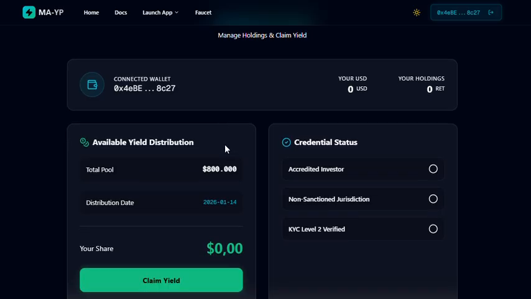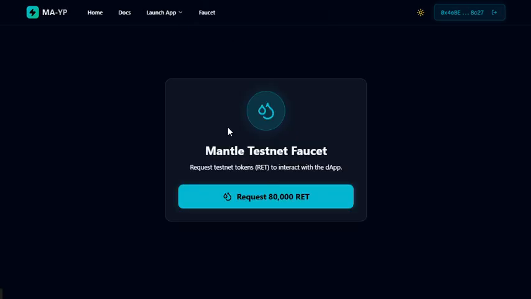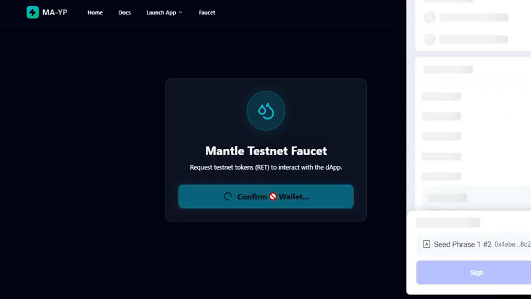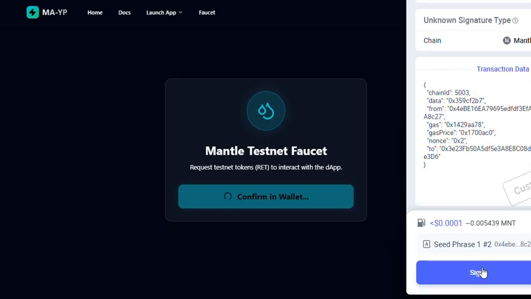An investor wants to claim their yield share. First, they need to be registered in the system. They visit VIEL and click Launch as Investor. Then they go to the faucet page. Here, they receive 80,000 RET tokens. This represents their share of ownership in the yield distribution.